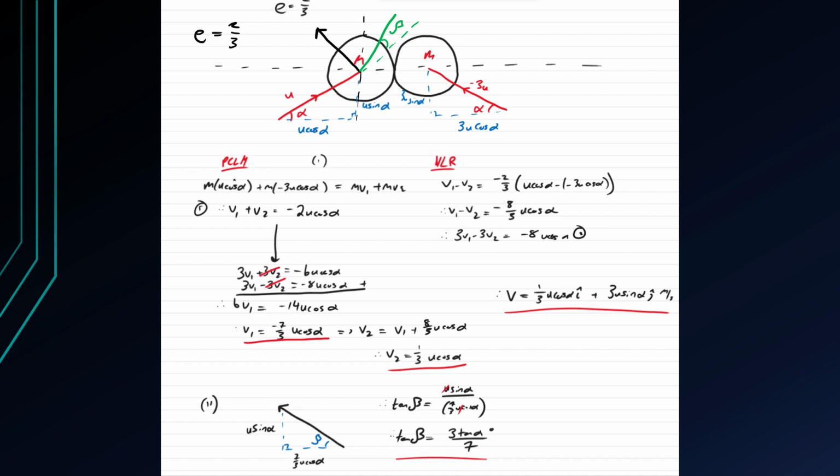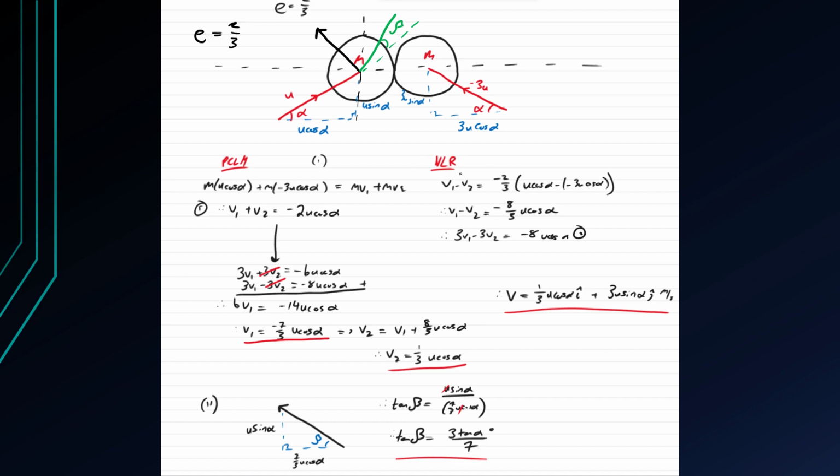So firstly, we do conservation of linear momentum. We get m u cos alpha plus m times minus 3u cos alpha, minus because it's a vector, is m v1 plus m v2. So cancelling the m's and simplifying, we get v1 plus v2 is minus 2u cos alpha. And that's our first equation.